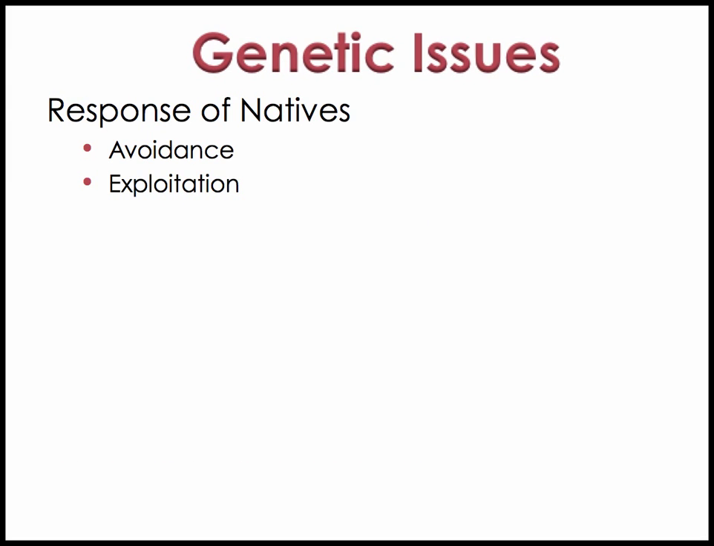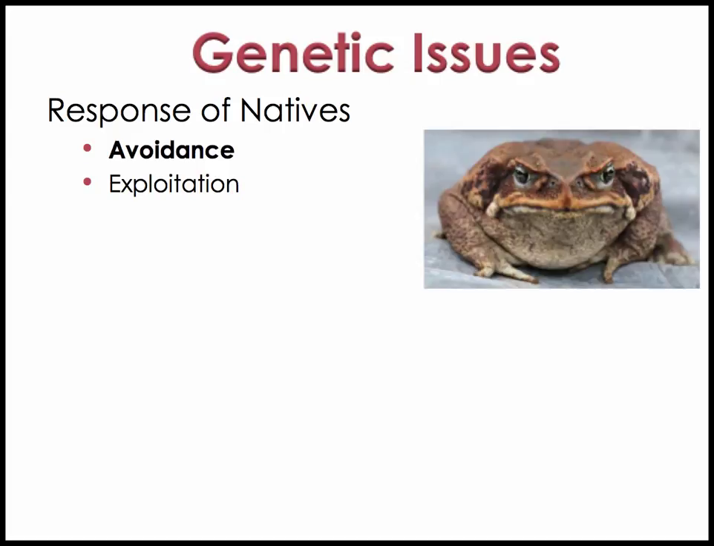Response of natives. So native species can also adapt to the presence of invasive species, and they can respond in several different ways. They can respond by avoidance or exploitation. So let's talk a little bit about avoidance. Here's an example of avoidance. Let's talk about the cane toad. The cane toad was introduced to Australia in the hopes that it would reduce the population of beetles that were eating sugarcane. And it wasn't especially successful because it started eating lots of other things instead.